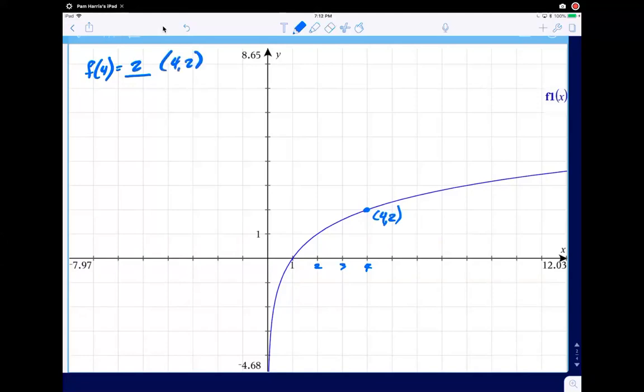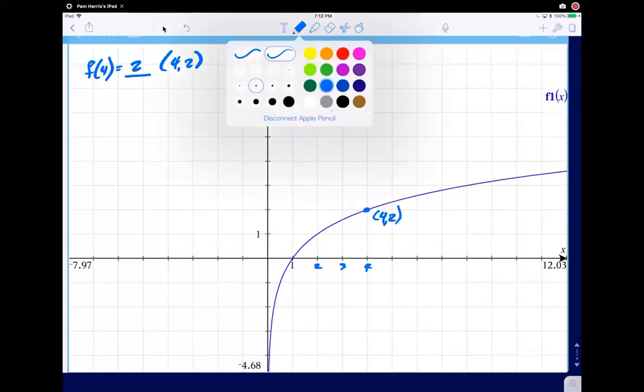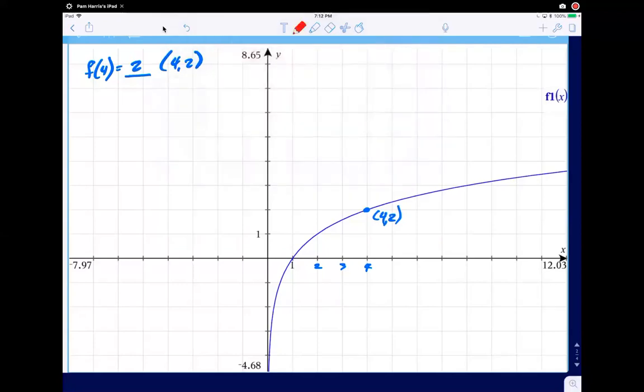Let's just keep practicing function notation just a little bit. So actually, let me introduce something new that maybe you guys haven't heard before, that we have a different notation that's kind of interesting. And that notation is inverse notation.